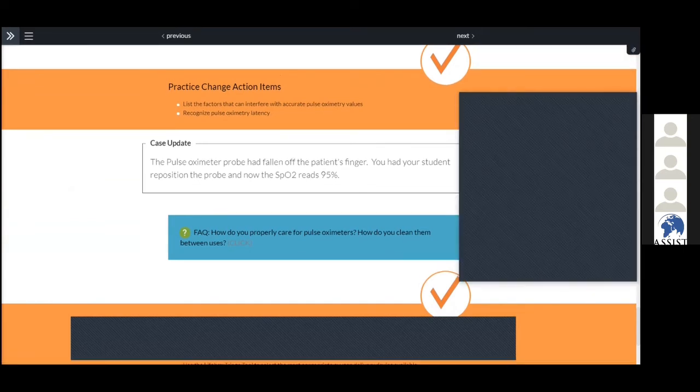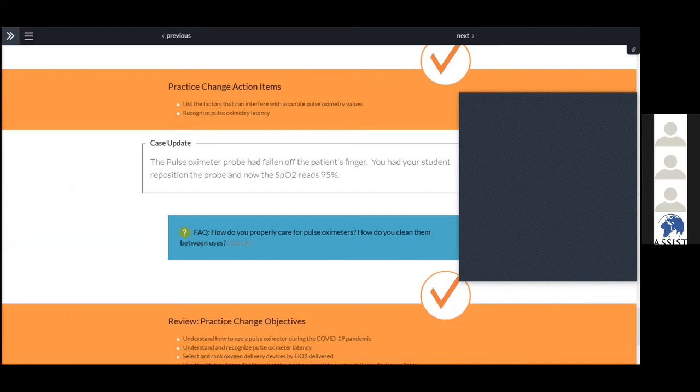Okay, so as you can see, the issue with the previous reading was that the pulse oximeter was off the patient's finger. And after repositioning, SpO2 was 95. That's the answer to the question.